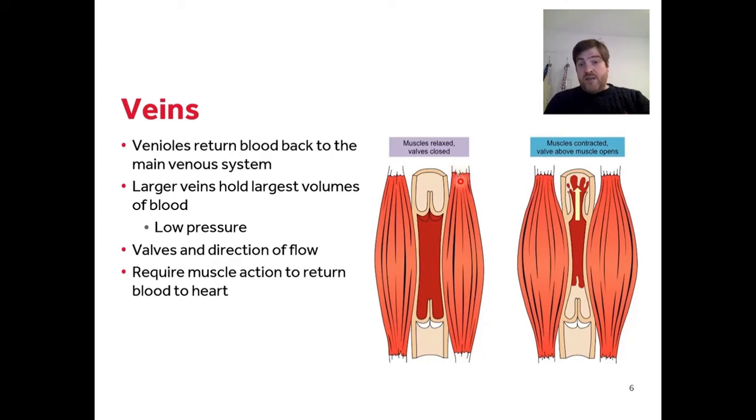So you can see if the muscles in your lower limbs are relaxed, then the blood is stored within a segment of the vein and would remain stored in that segment until the muscles are contracted, and those muscles contracting forces the valves in the veins to open, and the blood can flow to the next segment, and that helps to return the blood to the heart and prevents backflow of blood.